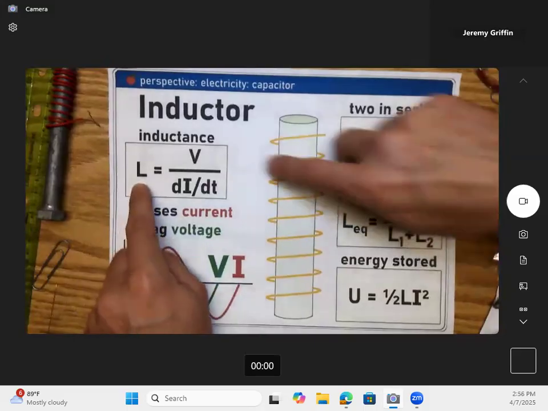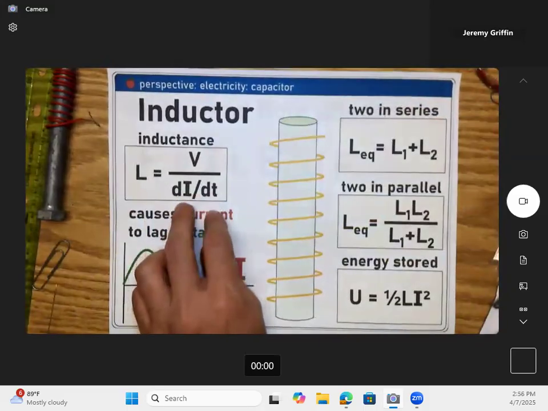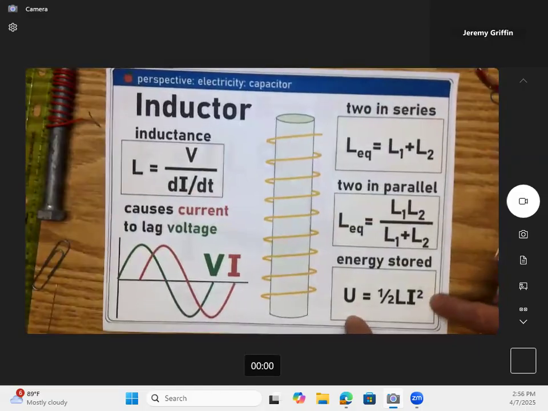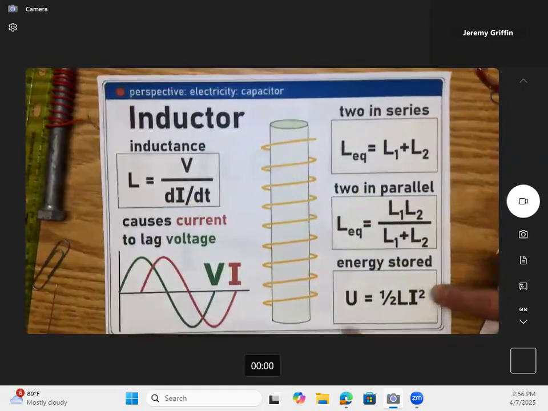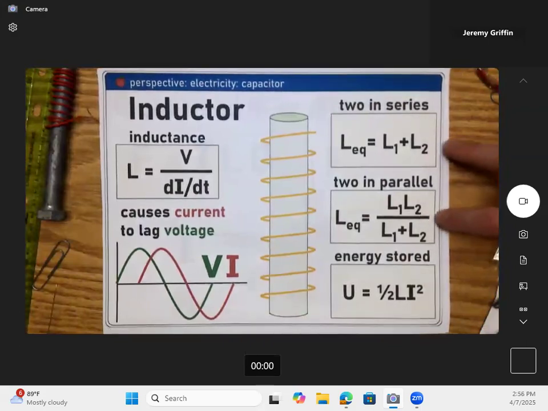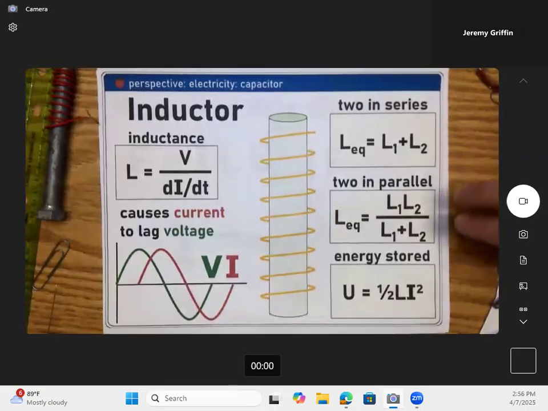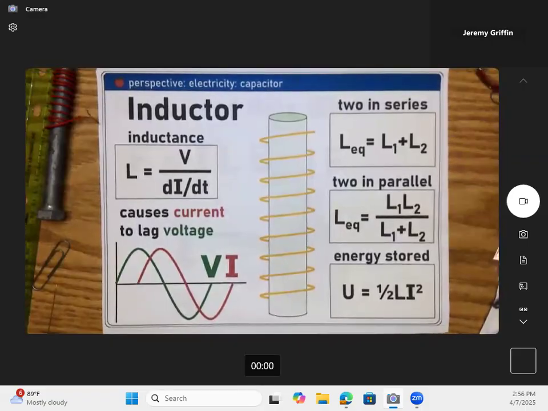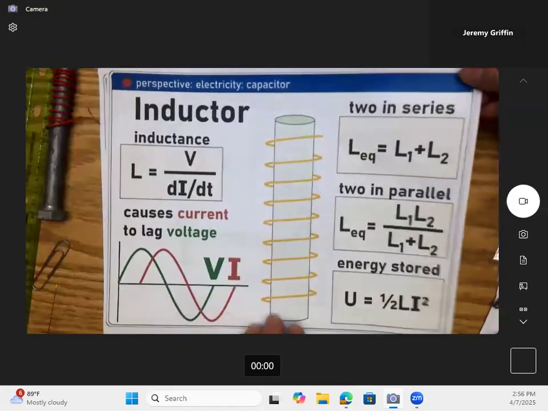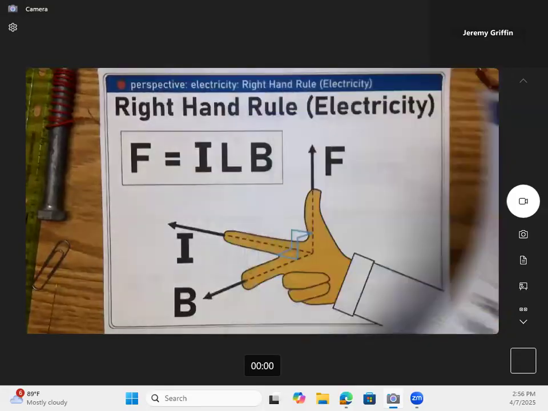So inductance is voltage over rate of change of current. You can store energy in a magnetic field. So this is U as energy: 1/2 times the inductance times the current squared. Okay, so it stores energy temporarily. And if you have multiple inductors in a circuit, then the rules follow exactly the same as the resistor rules. So in series, you add them up. In parallel, you do product over sum if you have two of them. Okay, so there you go. Inductors. Got a video demo for that later.